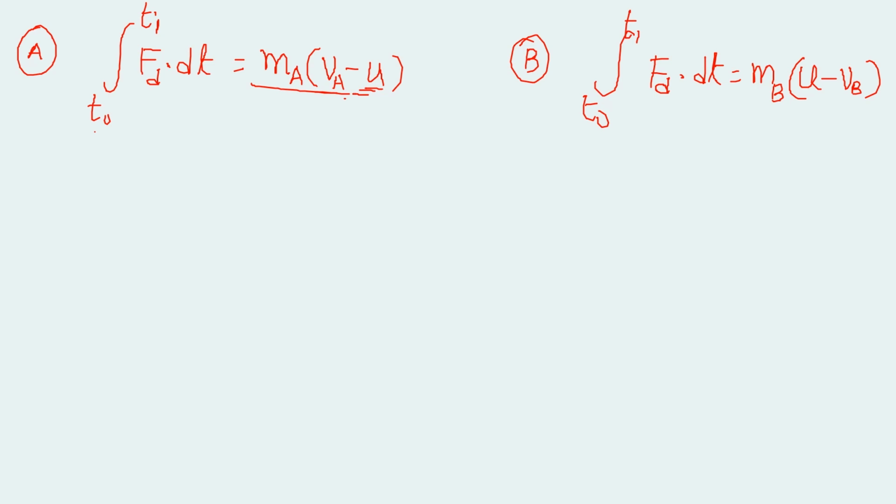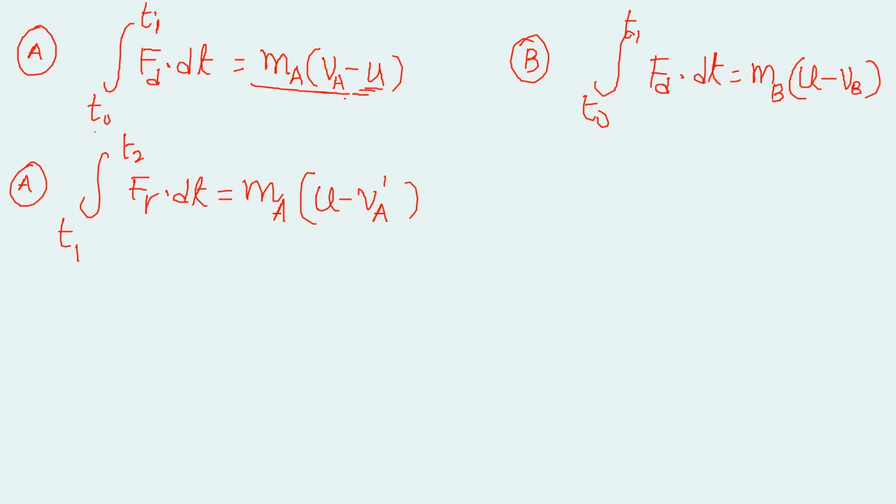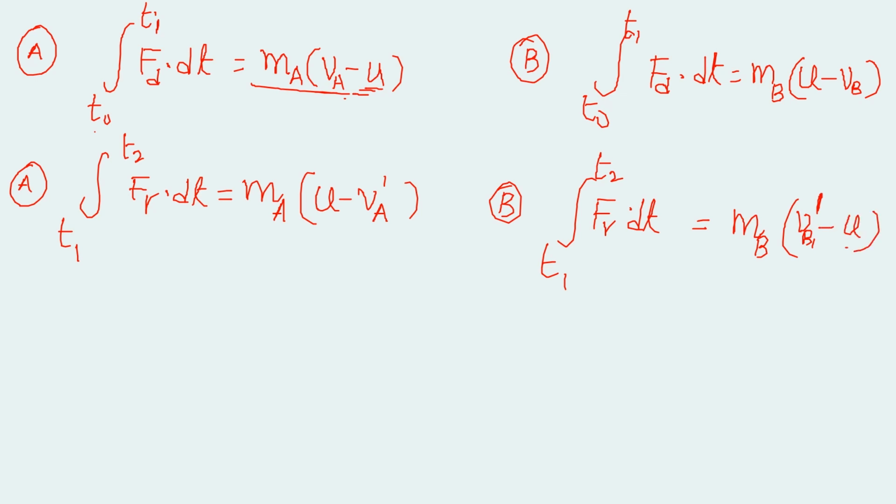Similarly, finding the restoration force, from t1 to t2, the impulsive force is Fr times dt, which is equal to the change in momentum, mA times (u minus VA dash). This is the separation velocity of particle A. Similarly, for B, the integration from t1 to t2 of Fr times dt, the impulsive force in the restoration period, is equal to the change in momentum of particle B during this period, that is mB times (VB dash minus u).